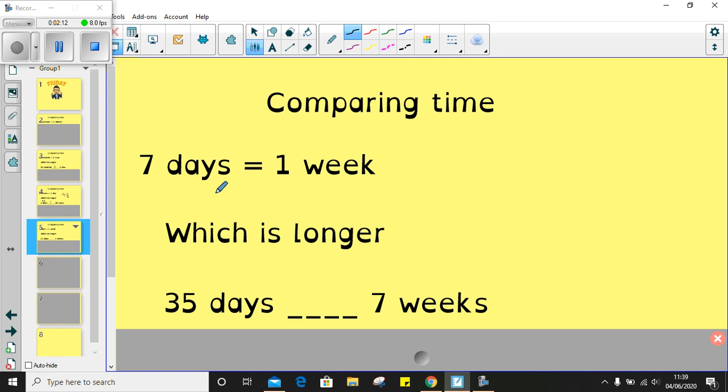So if I know there were 7 days in 1 week, I need to figure out how many days are in 7 weeks. So for that, I need to multiply 7 by 7. And I know from my times tables that 7 multiplied by 7 is equal to 49 days. So I can see there that 7 weeks is greater than 35 days. So 7 weeks is longer than 35 days.